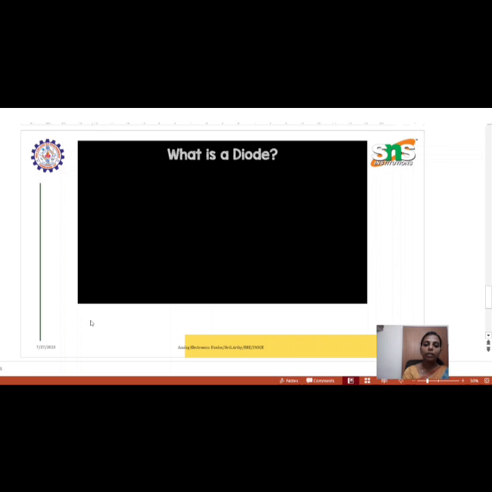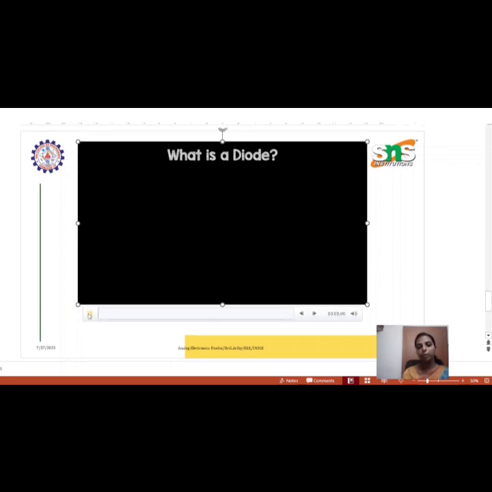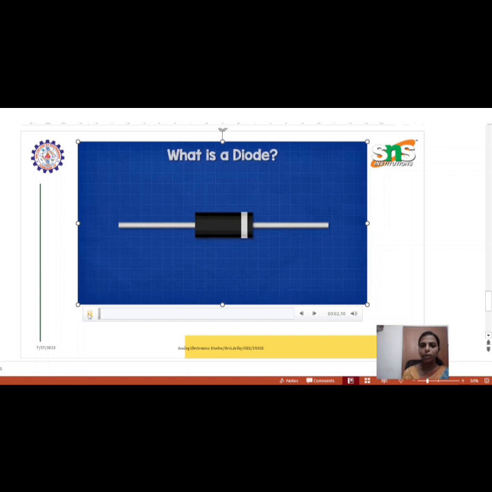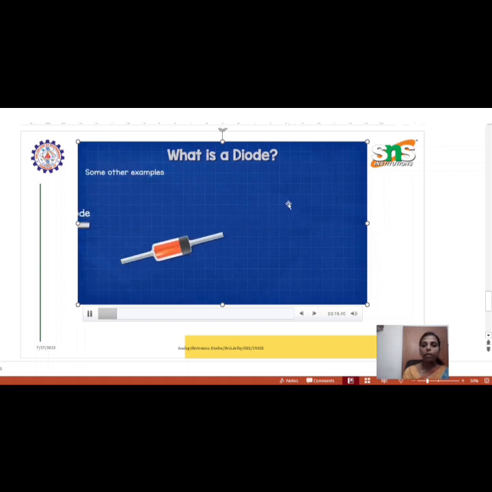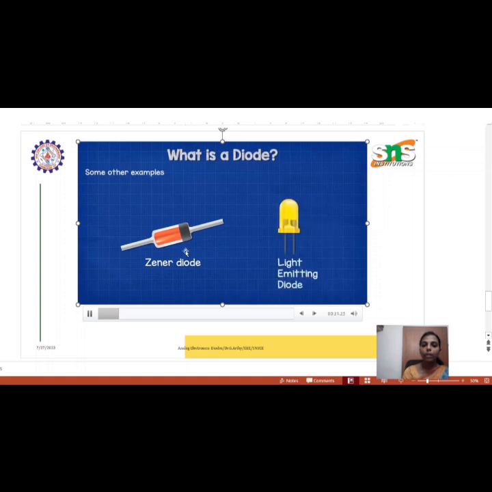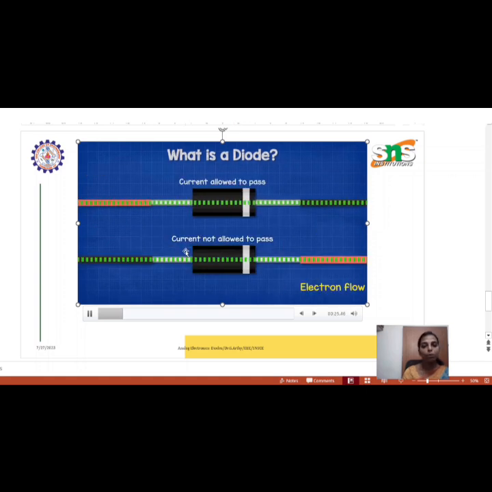So now, what is a diode? Let us quickly have a video. This is a diode which has a body as well as a terminal stripe which represents the negative, and two leads are there. This lead is known as the anode and this lead is known as the cathode. These are a few other examples, Zener diodes and light emitting diodes, which have their own functions.